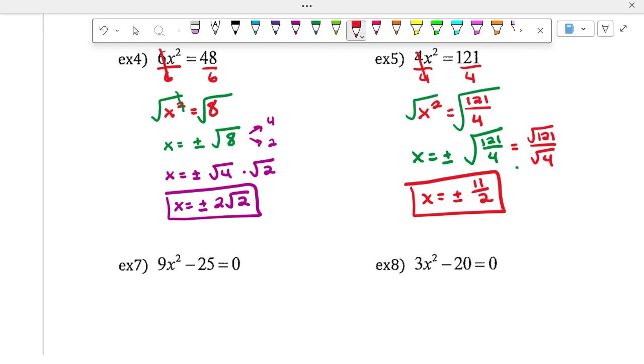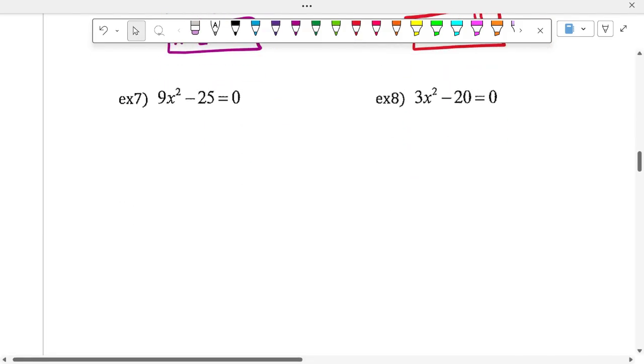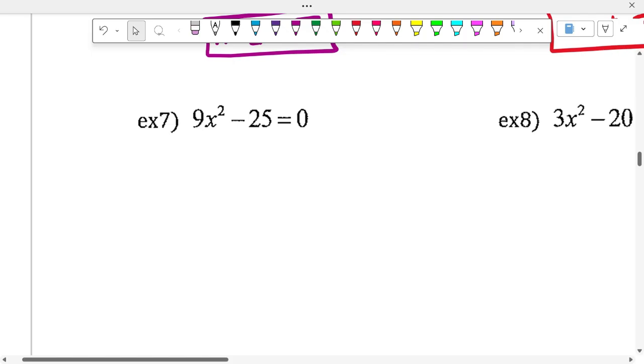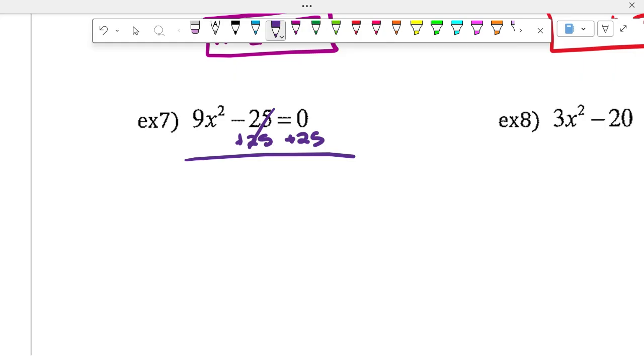All right, so that's when you only have to do one more operation before taking the square root. Now let's look at when we have to do 2. So look at example 7. What do you guys think my first step is? Adding the 25. By the way, guys, this one you could factor by a difference of squares and go that route. All right, there's more than one way to skin a duck. So 9x squared is equal to 25. What's my next step? Divide by 9.